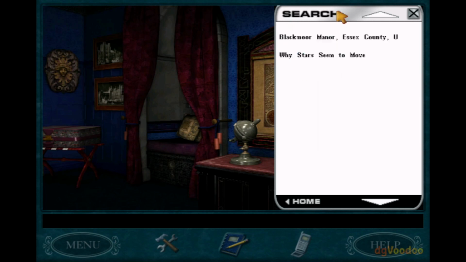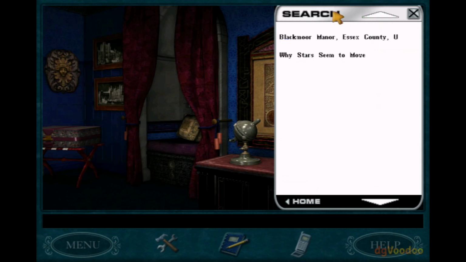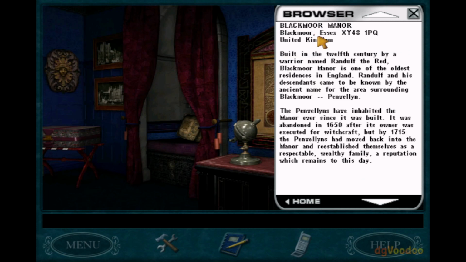Can we? So we can do internet searches, but we can't receive or send email. That's a bit weird. Why stars seem to move? And I guess info on the Blackmoor Manor? Should we read the info on Blackmoor Manor? Ugh. I did not mean to do that. We'll read up on the stars when it becomes relevant.